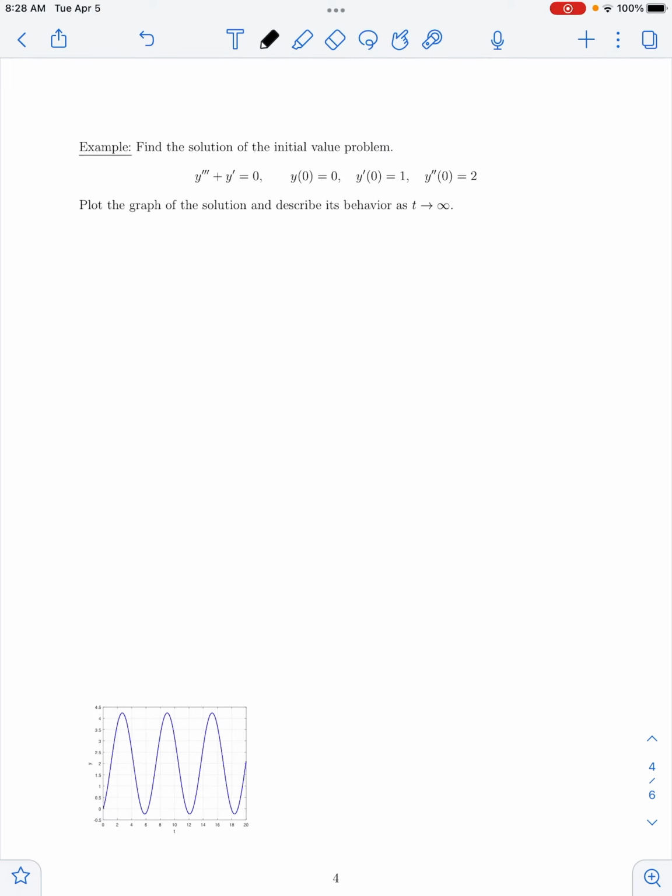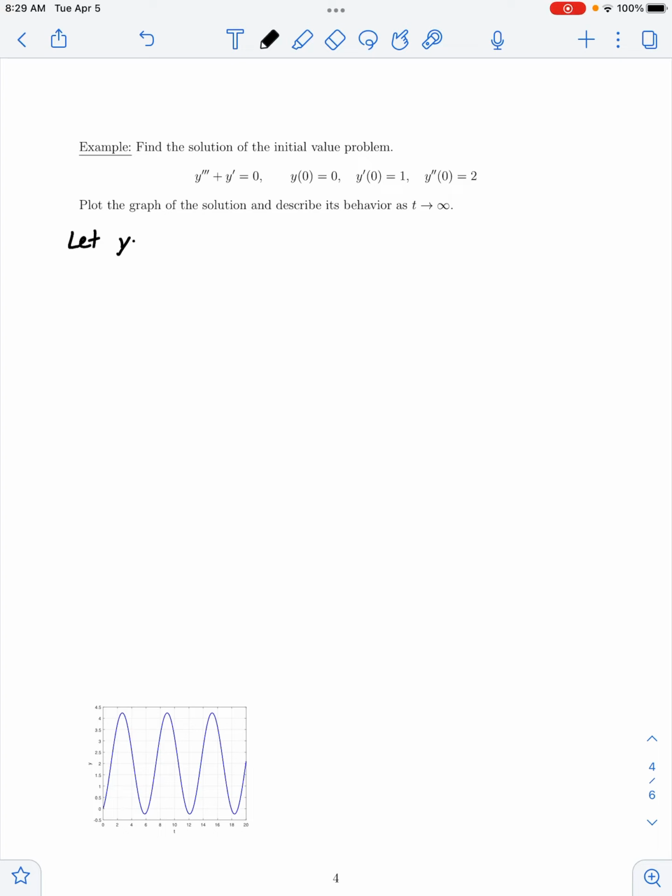So let's consider an example of one of these higher order linear equations, but paired with a set of initial conditions. Here we are asked to find the solution of this initial value problem, where we have a third order homogeneous linear equation with constant coefficients, and then we have a set of 3 initial conditions involving y, y prime, and y double prime at time 0. And then we're asked to plot the graph of this solution and describe its behavior as t increases.